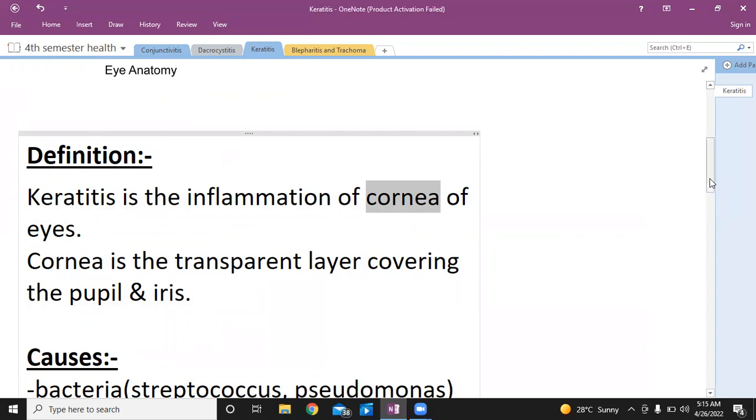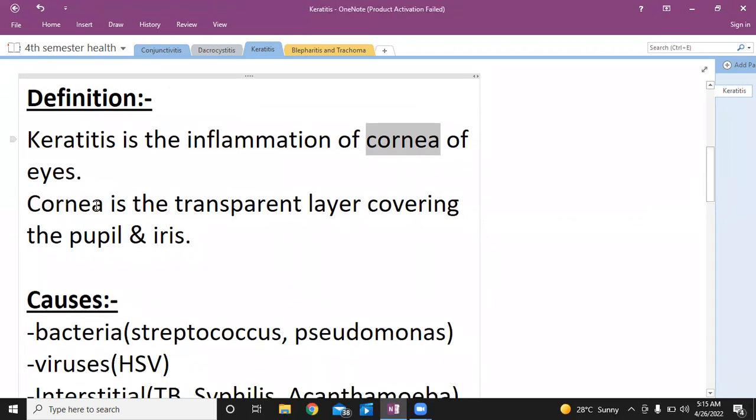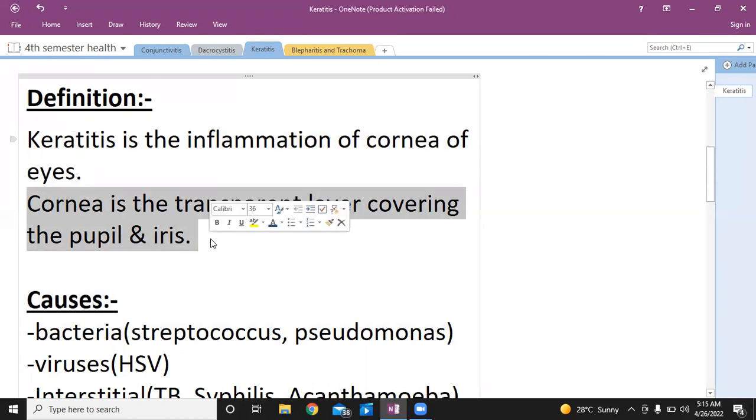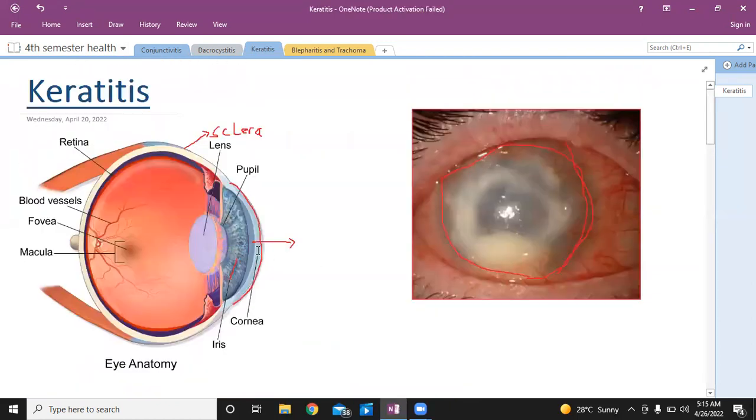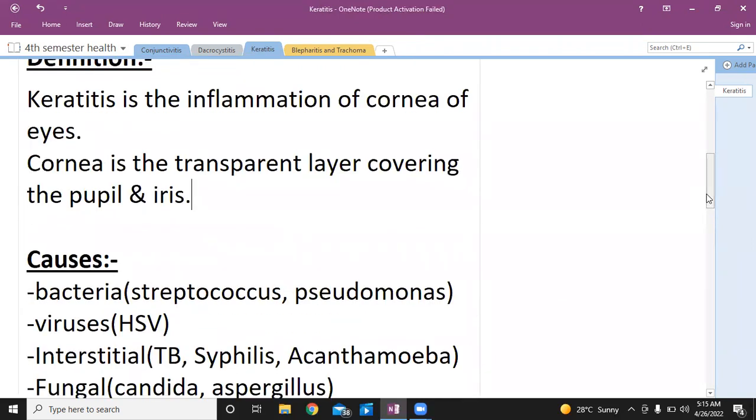It has no color. As I have written here, cornea is a transparent layer which is covering the pupil and the iris. As I have shown you in the picture, this is the corneal layer. You can see your eye color, you can see people, and you can have your vision through this transparent shield. So this is actually a shield. Okay, so what causes keratitis?